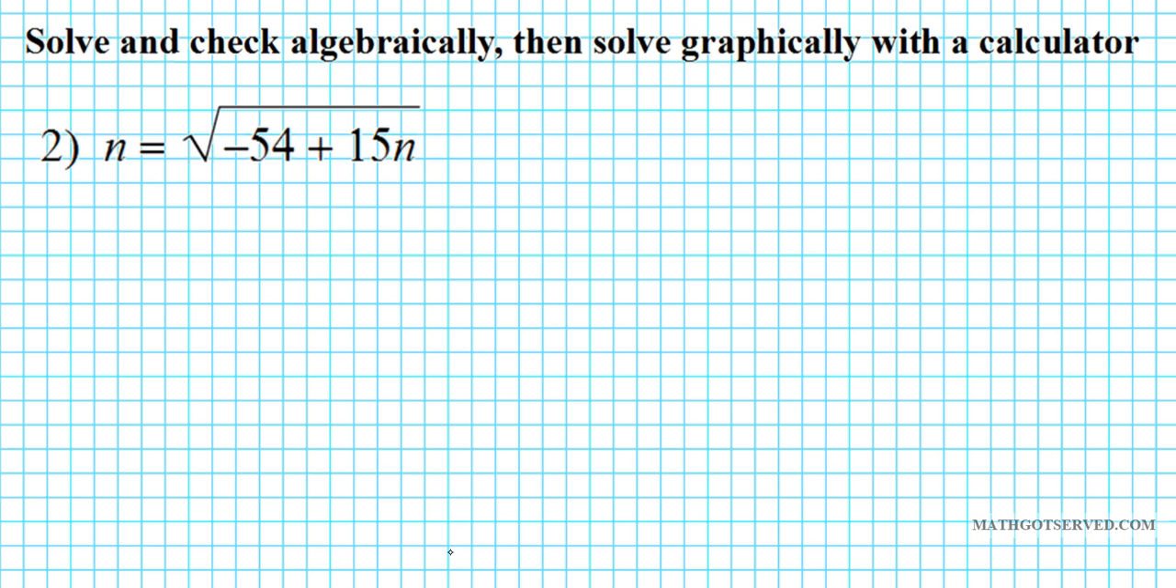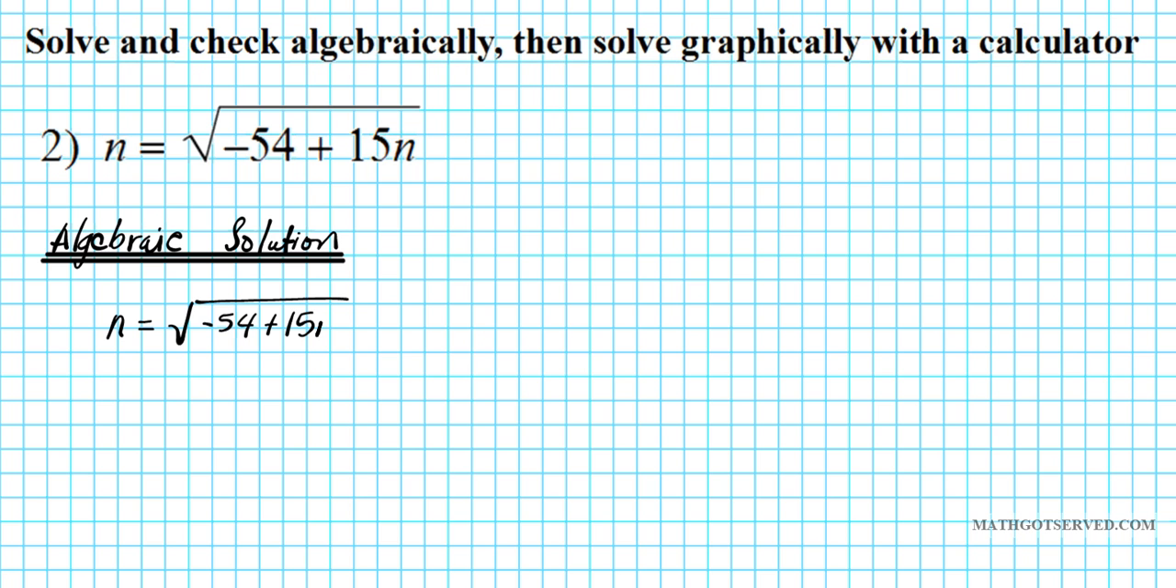All right, let's take a look at problem number 2. We have to solve this equation. N equals the square root of negative 54 plus 15n. So we're going to follow the same instructions as we did in number 1. We're going to find the algebraic solution first and verify our answer algebraically. Then we'll look for the graphical solution using our graphing calculator.